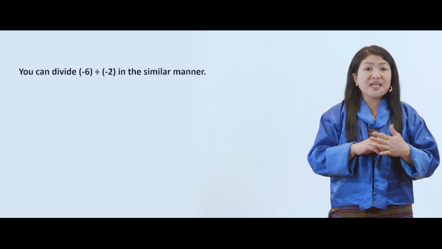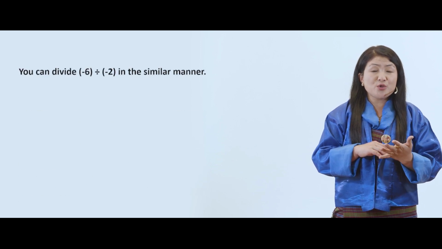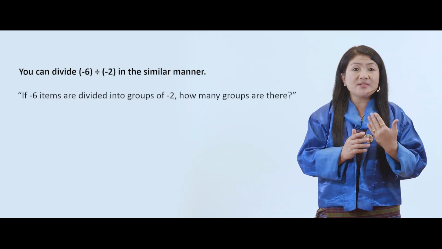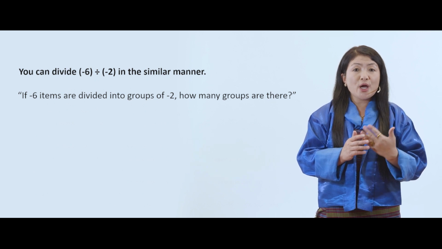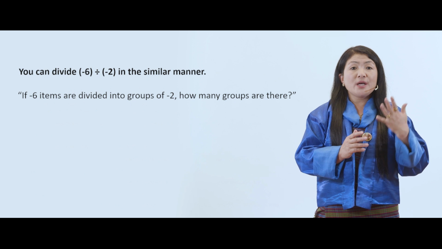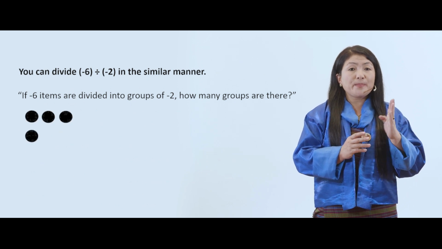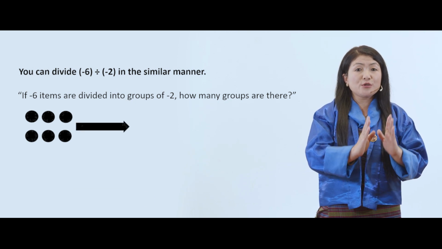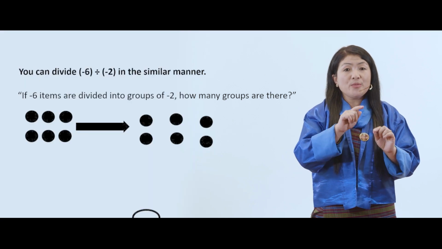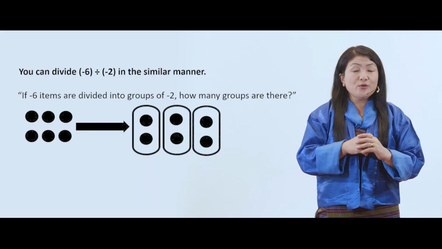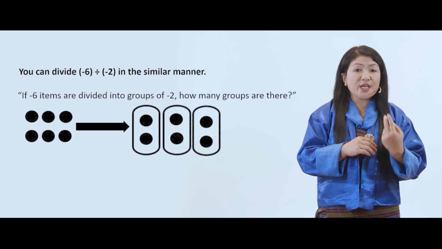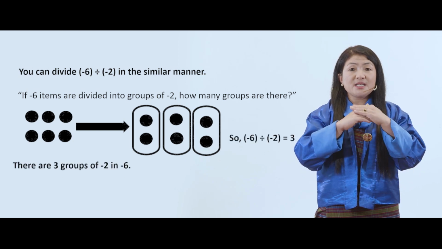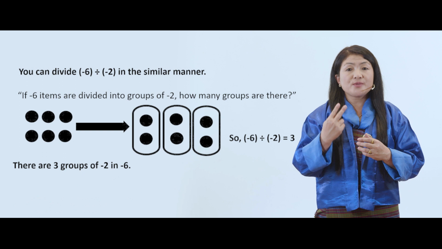You can divide negative 6 by negative 2 in the same manner. If negative 6 items are divided into groups of negative 2, how many groups are there? Negative 6 is represented by 6 black counters, and those 6 black counters are divided into groups of negative 2. Then how many groups can you see there? You can see 3 groups of negative 2 in negative 6. Therefore, negative 6 divided by negative 2 is positive 3.